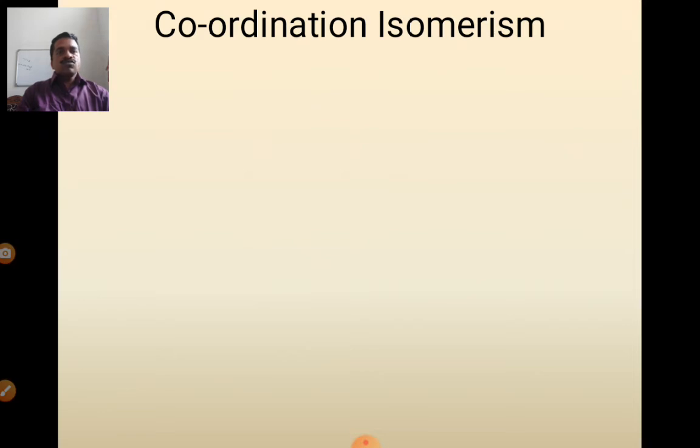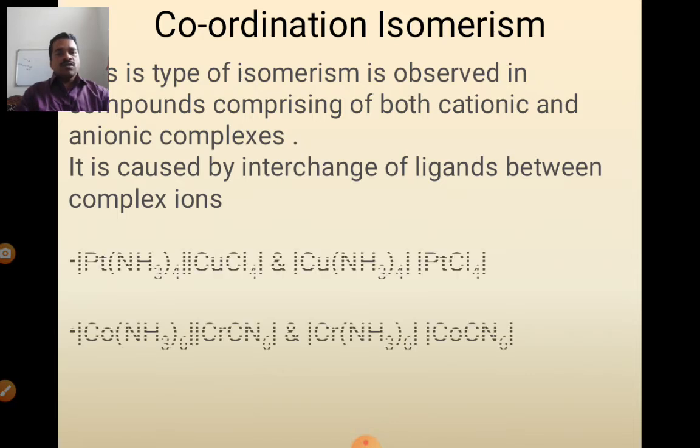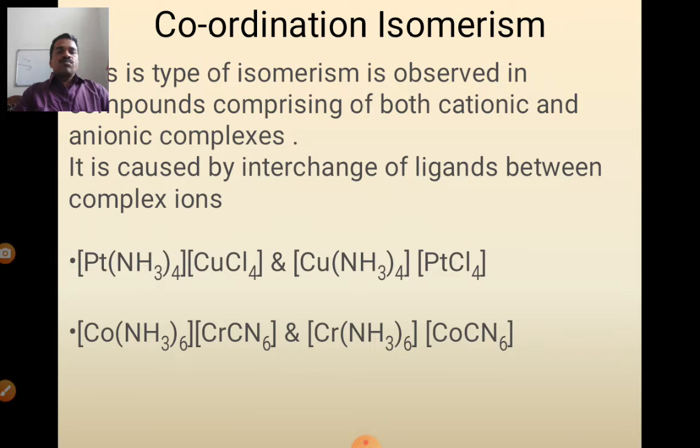The next type of isomerism is coordination isomerism. In this, only the coordination pair of ligands changes. Mostly this type of isomerism is observed in complexes where both cations and anions are coordination entities. For example, tetraammineplatinum tetrachlorocuprate. In this, first, the amines are coordinated with platinum and the chlorides are coordinated with copper. But in its isomer, the amines are coordinated with copper and the chlorides are coordinated with platinum.